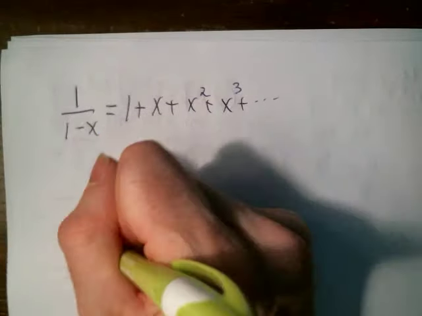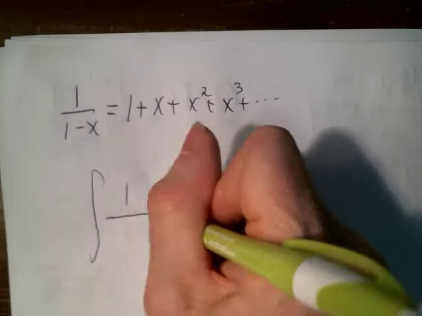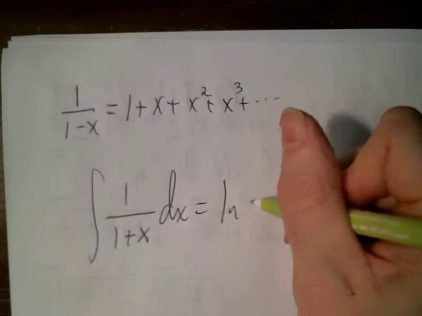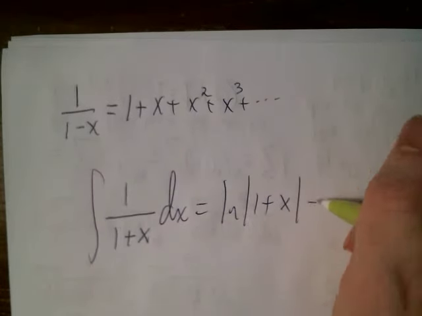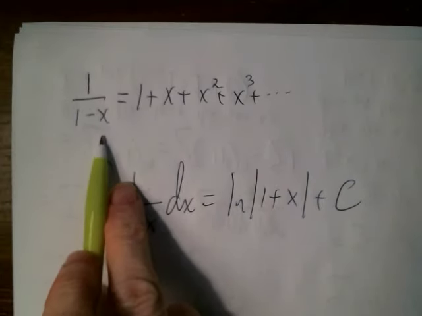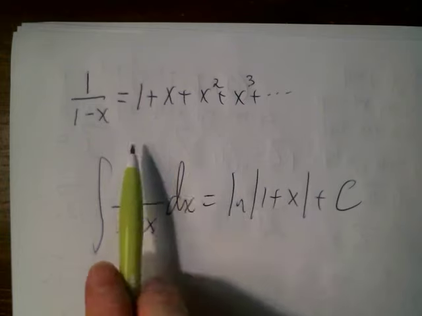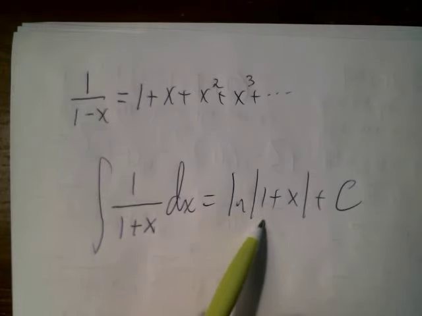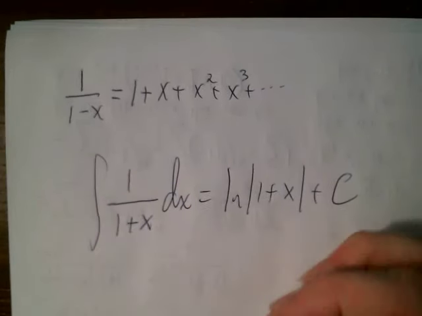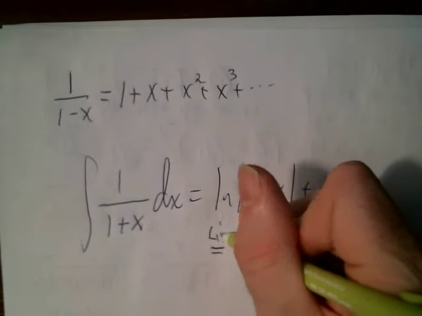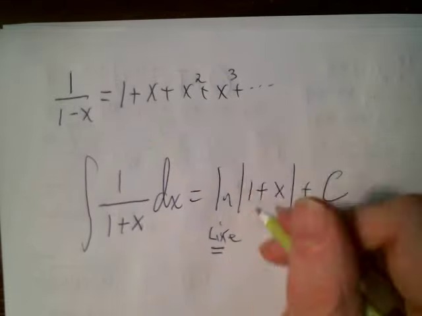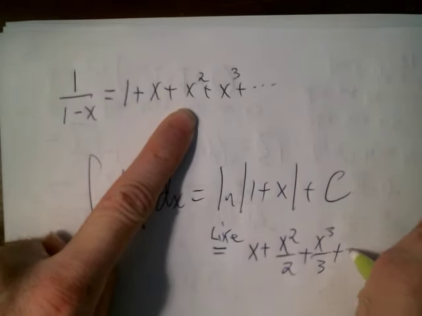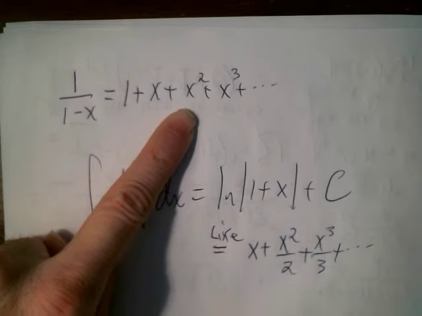It's because of its relationship to the integral of 1 over 1 plus x dx, which is equal to the ln of the absolute value of 1 plus x plus c. In other words, if we could somehow take one of these lame power series that we all know about and integrate the thing, we would have a power series for the natural log just by integrating this polynomial. So we would hope that maybe somehow this was like this power series here, but integrated: x plus, if I integrate this, x squared over 2 plus x cubed over 3 plus dot, dot, dot. And then we would have a power series for this guy, right?